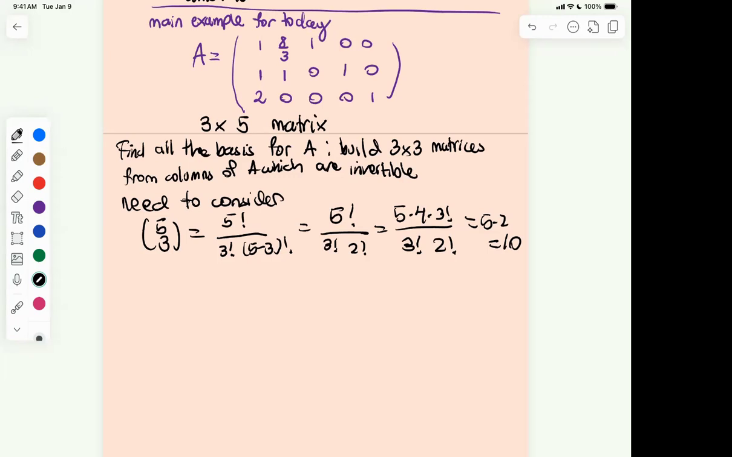Yeah, but what if we choose 2 columns and then the third column is a linear combination? How wouldn't that be included in the 10 ways? Yes, exactly. This is included. So the 10 ways include everything, the ones that work and don't work, right? So in fact, one of these won't work.